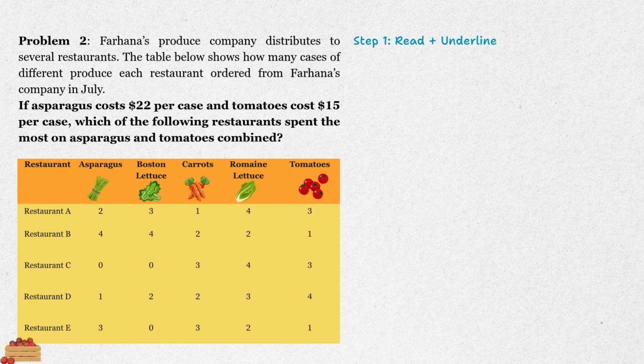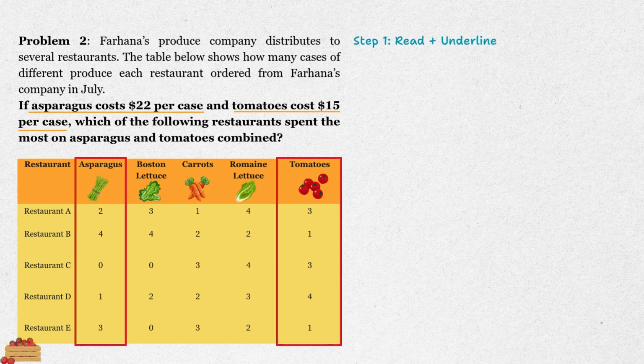Let's highlight the important information just like we did before. Underline the sentence, asparagus costs $22 per case, and underline, tomatoes cost $15 per case. Now circle the words asparagus and tomatoes because those are the only 2 items we are counting. And in the question, box the clues, spent the most and combined. That tells us we'll have to add the 2 totals together and compare across restaurants.